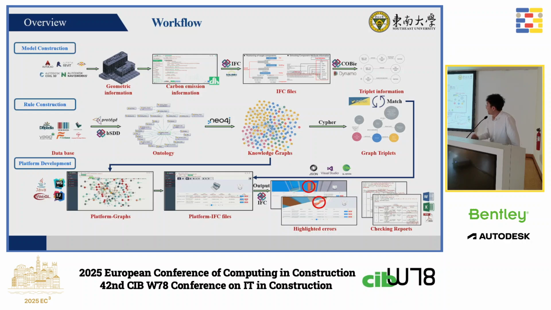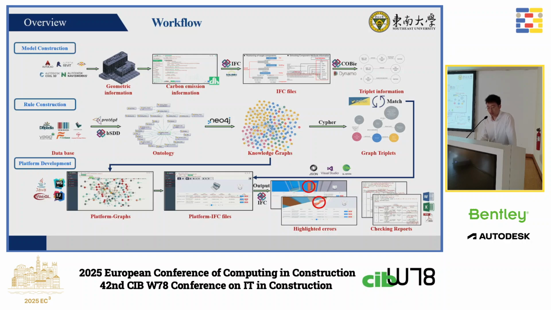The second way is we use some databases and manual work to construct our ontology, and then combine this ontology with some Chinese regulations to construct a knowledge graph. Then by some Cypher statements, we can obtain graph triplets. The graph triplets are the same as the triplet information, so they can be matched.